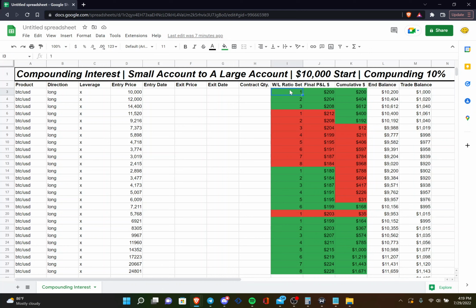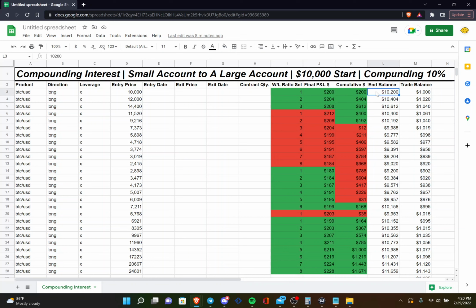Okay. So the WL ratio set is the win-loss ratio set. So this keeps track of how many wins and losses you have consecutively. So however many wins and losses you have in a row. And then your final P&L, profit and loss, is how much money you made or lost in the trade. And then the cumulative money, cumulative dollars, is how much you've made in total. So add it up. So 200 from the first trade you made. Then the second trade you made $204. 200 plus 204 equals $404, okay, and then so forth. Hopefully that makes sense, okay?